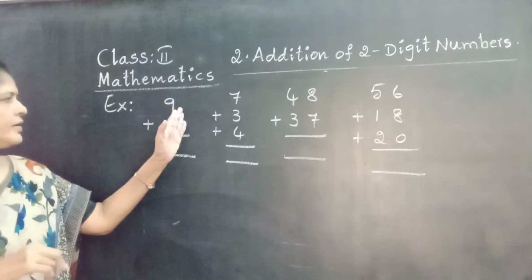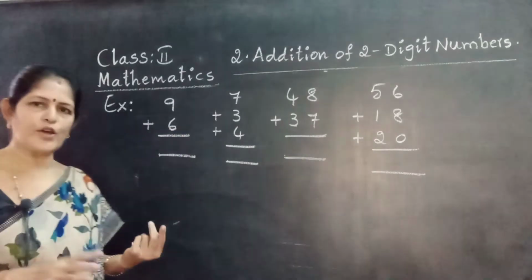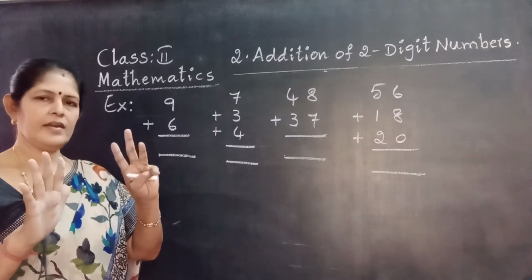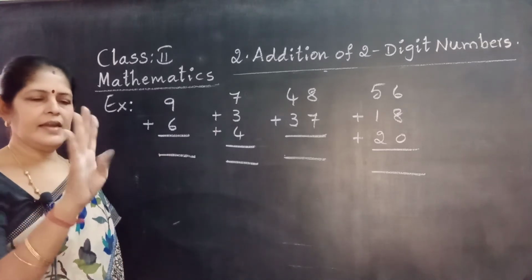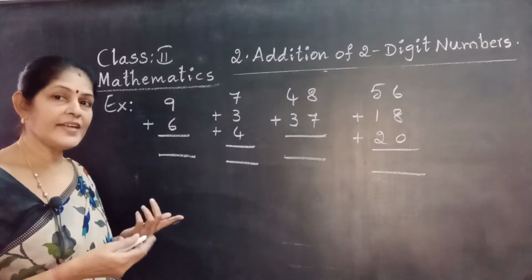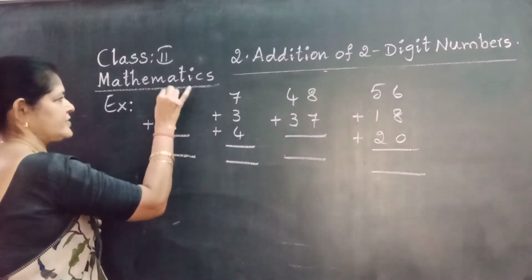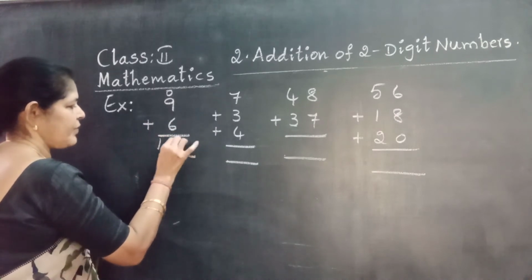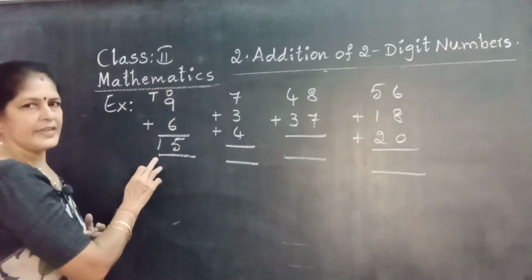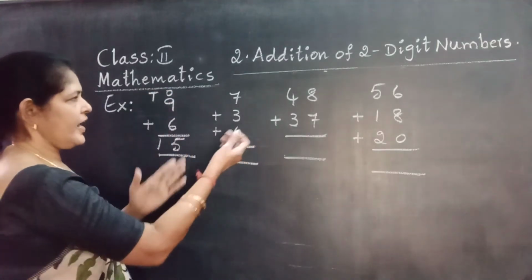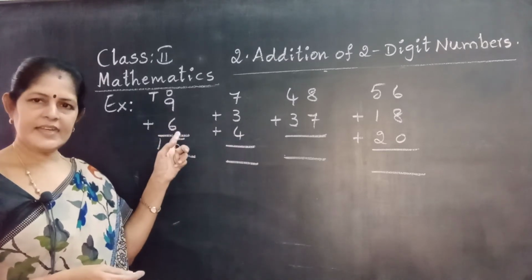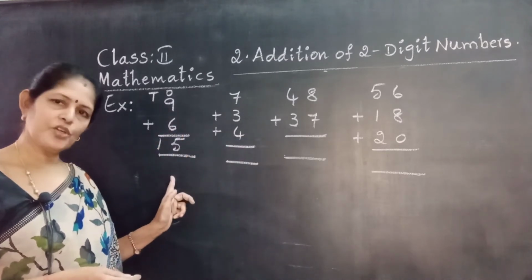See, 9 plus 6, same process. Take 9 fingers, 6 after: 7, 8, 9, 10, 11, 12, 13, 14, 15. Here we get a 2-digit number. These are ones. We get a 2-digit number, which means 5 is written in the ones place and 1 goes to the tens place. Now come to here. All are single digit numbers. We add 1-digit numbers, and we get a total that is a 2-digit number.